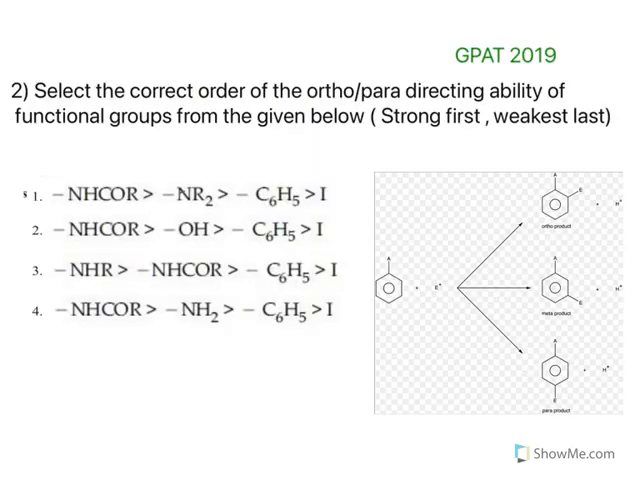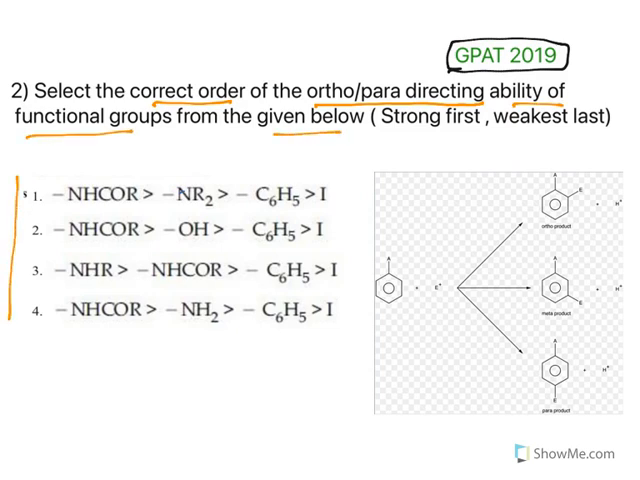Now, again, aromatic chemistry, there is a question from GPAT 2019. Select the correct order of ortho-para directing ability of functional groups from given below. Let us look at the options a little bit later, but let us understand what is meant by ortho-para directing. Look at them. This is a substituted benzene. Now, this substitution will direct the incoming group to particular places.